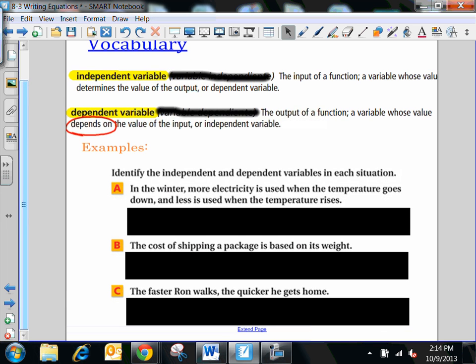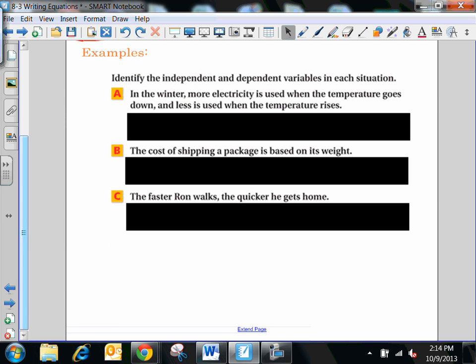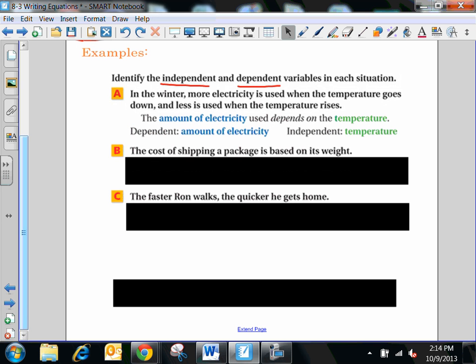Okay, so here's three examples that we're going to talk about. It says identify the independent and the dependent variables in each situation. So in example A, it says in the winter more electricity is used when the temperature goes down, and less is used when the temperature rises. Okay, so in this example, the electricity depends upon the temperature. So we would say this, that the amount of electricity used depends on the temperature. The dependent variable is the amount of electricity, and the independent variable is the temperature.